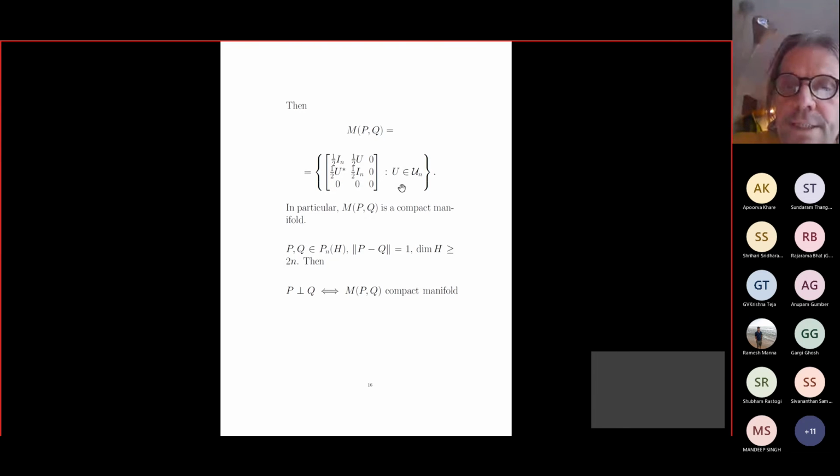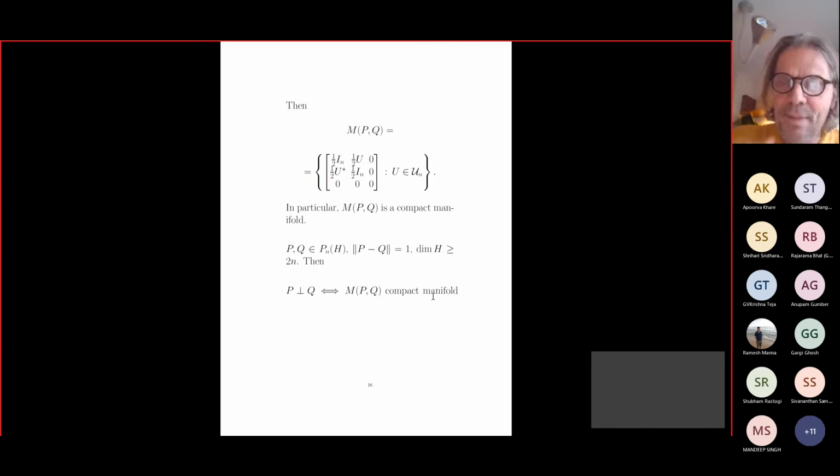Now, what did we succeed in proving? We succeeded in proving that if we have two projections, and if the distance between those two projections is 1, then those two projections are orthogonal if and only if the set of midpoints is a compact manifold. I have just shown that if P and Q are orthogonal, then this set is a compact manifold. So if they're orthogonal, midpoints look topologically like the unitary group, which is a compact manifold. If they are not orthogonal, then the manifold structure is somehow spoiled. This is technically complicated, but it can be shown.